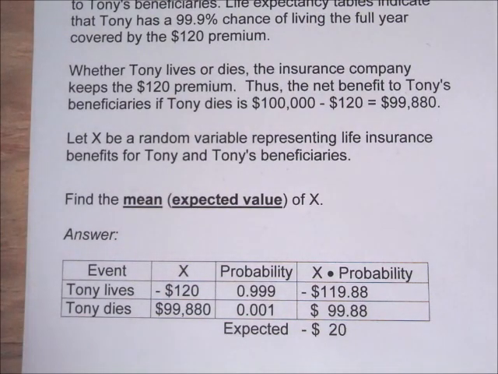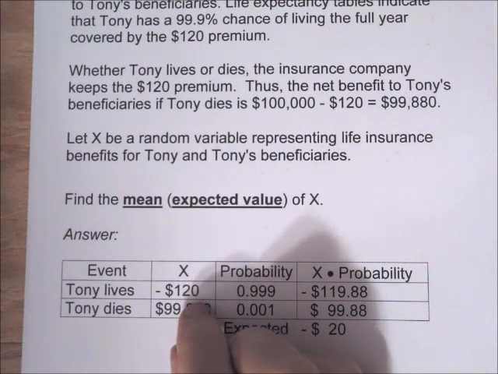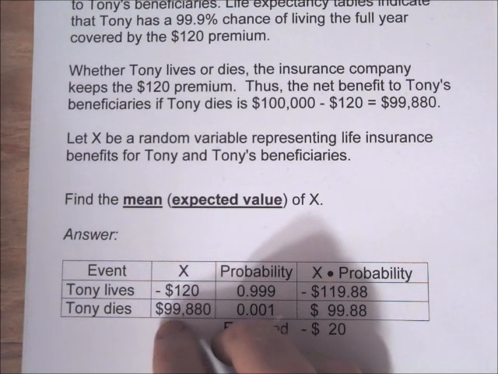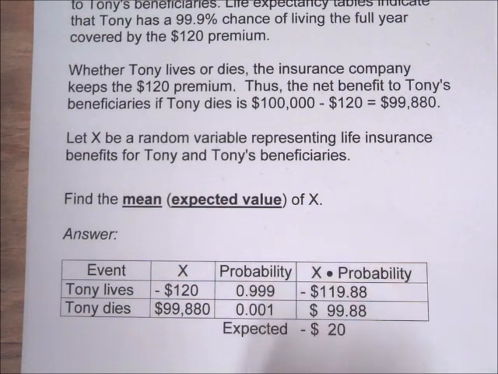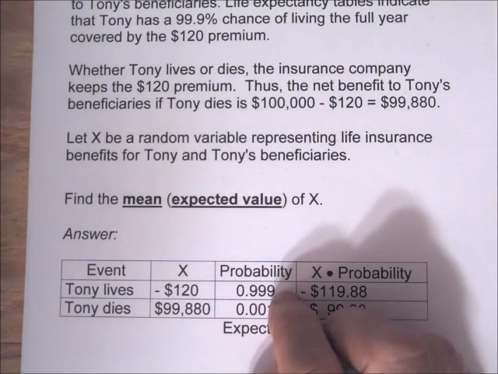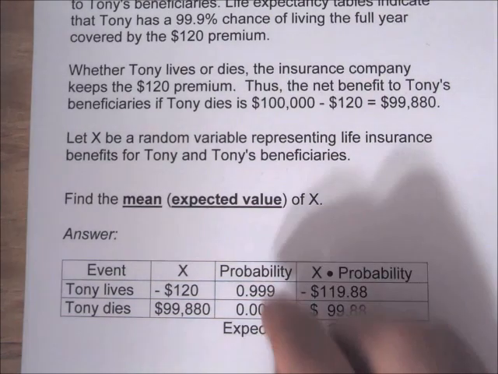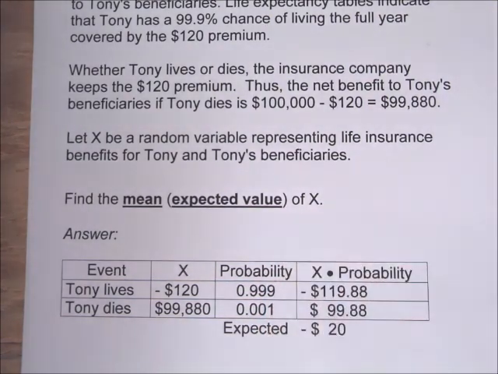So there's two possibilities: either Tony or his relatives lose $120, or they gain $99,880. The probability that Tony lives and thus loses the $120 is 99.9%, or as a decimal is 0.999. And so the probability that Tony dies is 1 minus 0.999, which is 0.001.